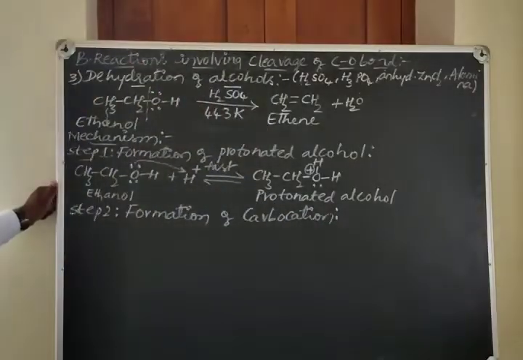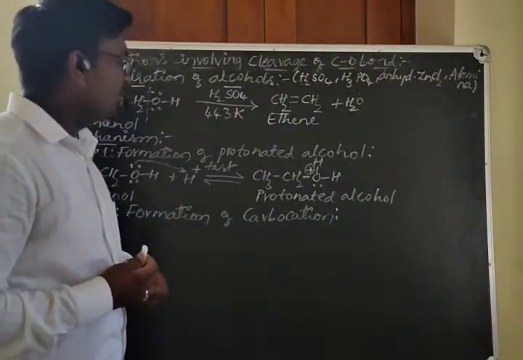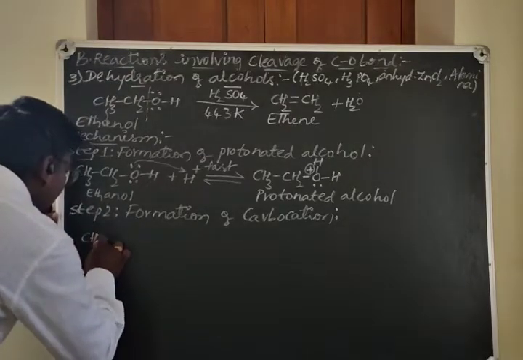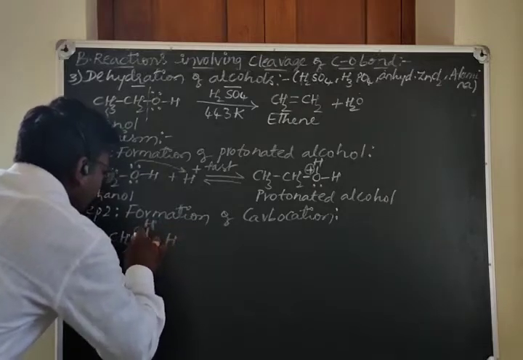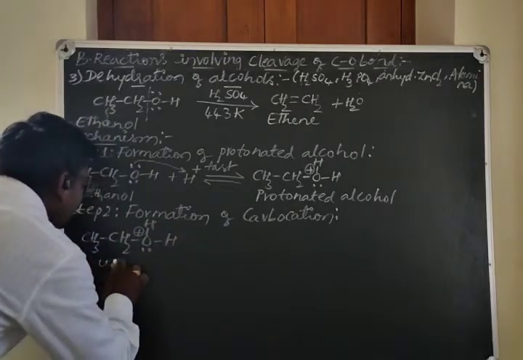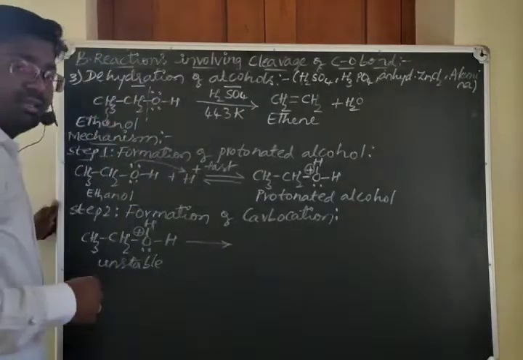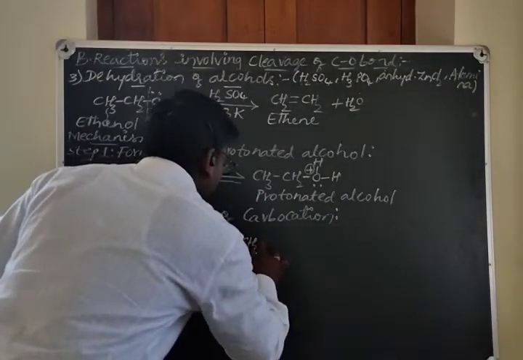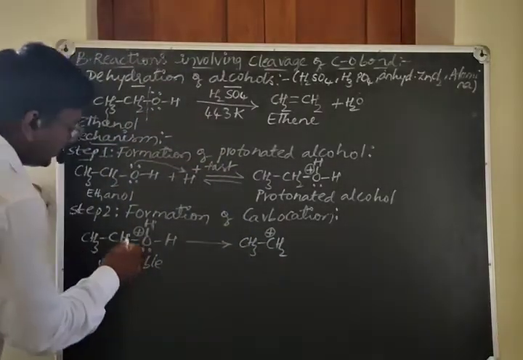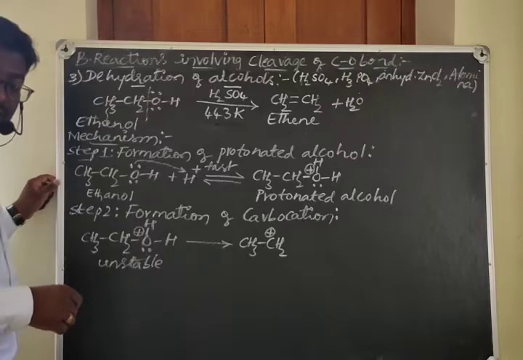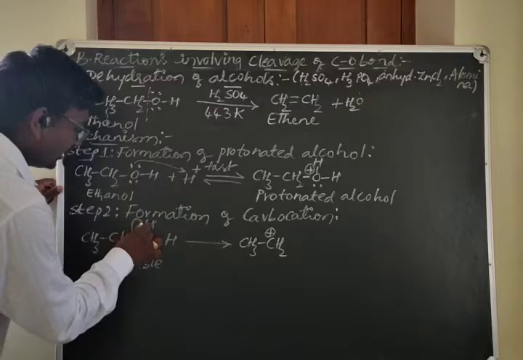Why is there a formation of carbocation? Because the protonated alcohol is unstable. That is why it results in the formation of carbocation like this. Here the oxygen, having lost a lone pair of electrons, will try to take the bonding electrons.